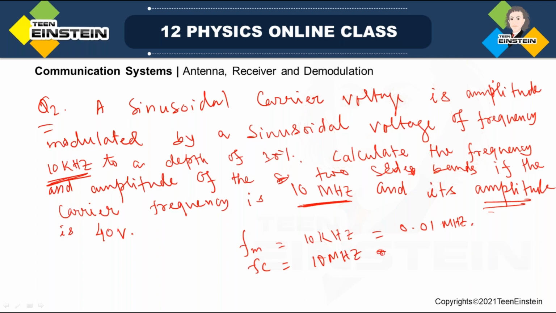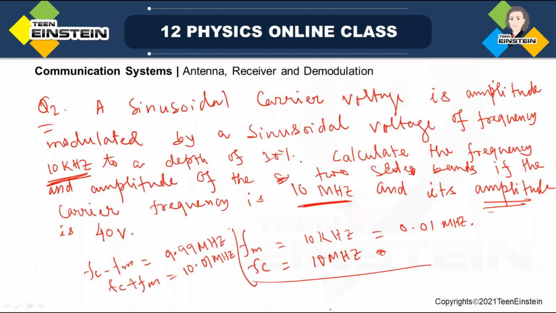So you will be able to now get FM. What is FC minus FM and what is FC plus FM? This I'm not calculating. So this is USB, this is called LSB. LSB will be something like 9.99 megahertz, and USB will be around 10.01 megahertz. Okay, so that is what we will get.